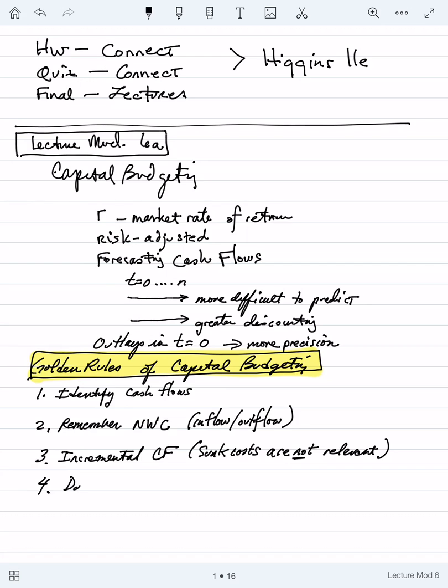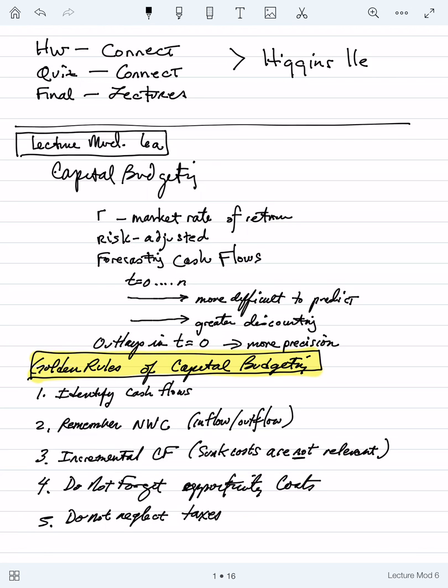Fourthly, do not forget opportunity costs. These are faced by the investors. You definitely have to remember that. Point 5 is you must never neglect taxes. Do not neglect the taxes. You have to account for taxes when you're considering capital budgeting.